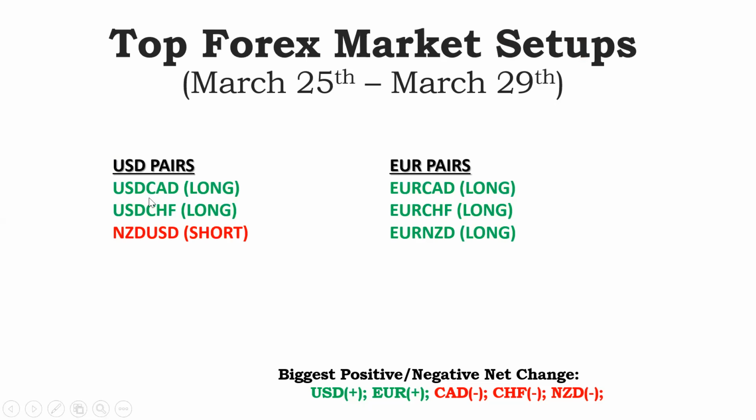So my best pairs to trade into the week are thus: with USD, I'll be looking to go long on USDCAD, USDCHF, and go short on NZDUSD. Whereas on Euro pairs, I'm looking to go long on EURCAD, EURCHF, and EURNZD. All of these pairs, we traded them last week, so they still hold some potential further to the upside. We'll see how that plays out on the chart. So let's look at the chart, starting with the dollar index.